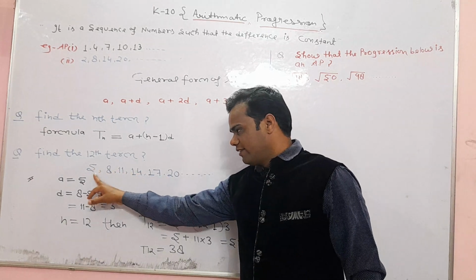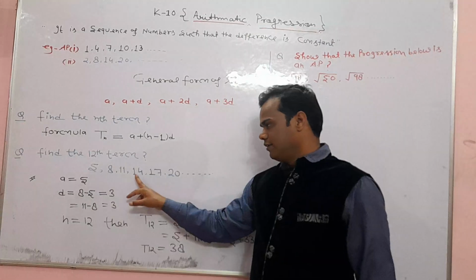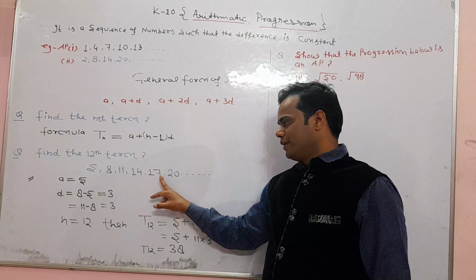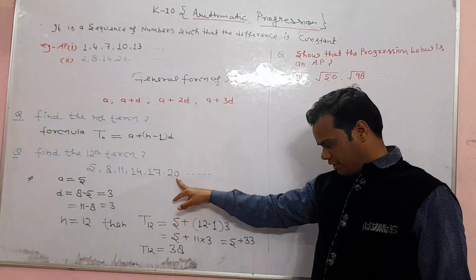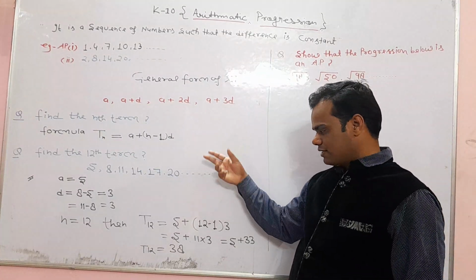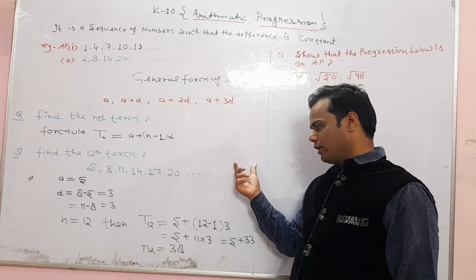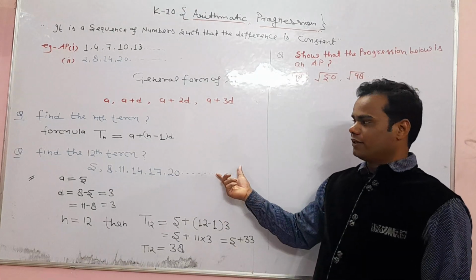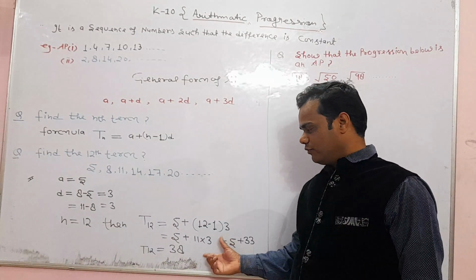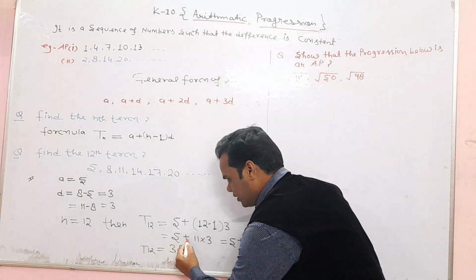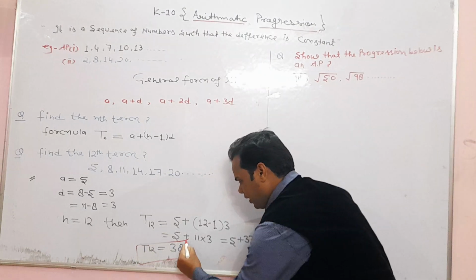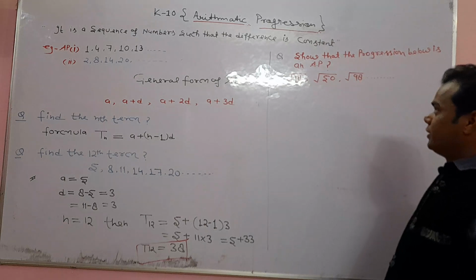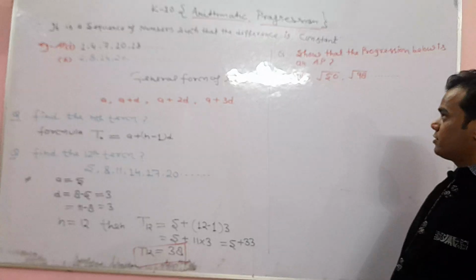That means the first term is 5, second is 8, third is 11, fourth is 14, fifth is 17, sixth is 20, and the seventh term is next. Then T12, meaning the 12th term, is 38. So finally your answer is T12 is 38. I want to solve the next question.